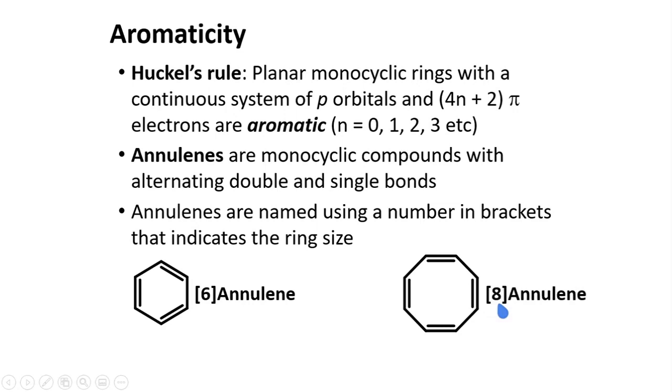These types of compounds can then be evaluated against Hückel's rule. We know that [6]annulene is aromatic. It has a planar monocyclic ring, and it has a continuous system of p orbitals. All carbons are sp2 hybridized. The number of pi electrons in benzene is equal to 6, as 4n plus 2 being equal to 6 will give an n value of 1.